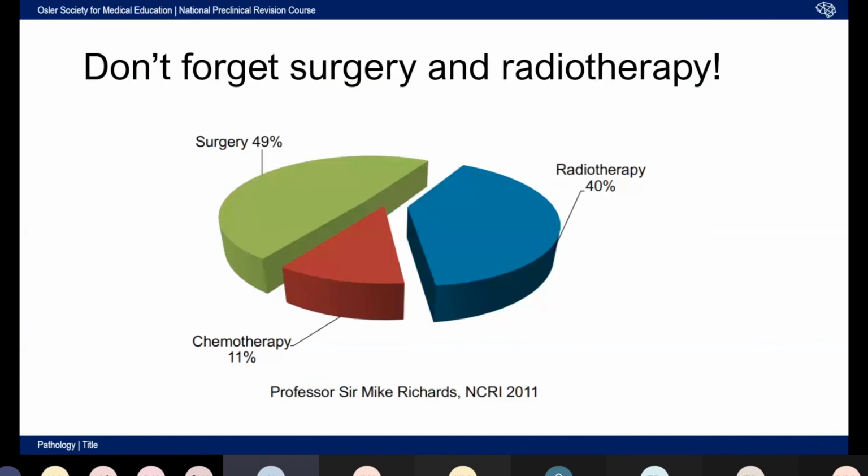So just a quick note before starting, I just think this pie chart is important because we spend so long learning all the cytotoxic drugs that we often forget about surgery and radiotherapy, I feel, in second year. But yeah, surgery and radiotherapy are extremely important treatments and are actually the most effective curative therapies. So just to remind you to remember them.